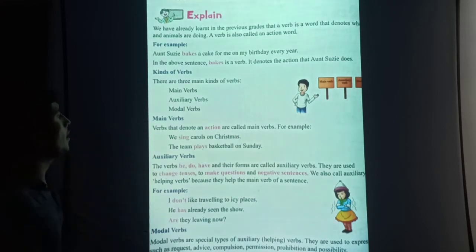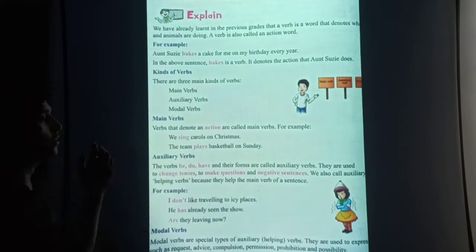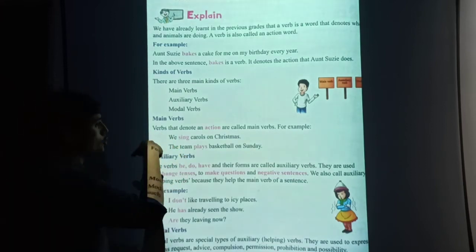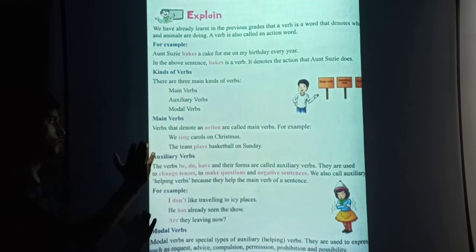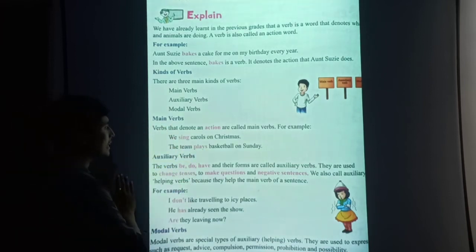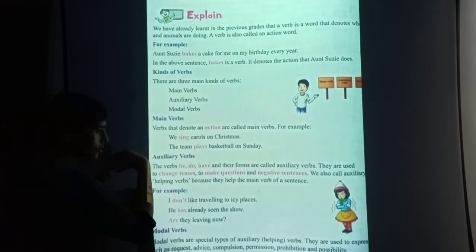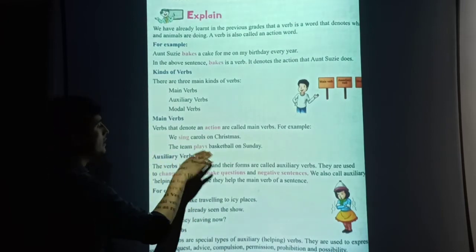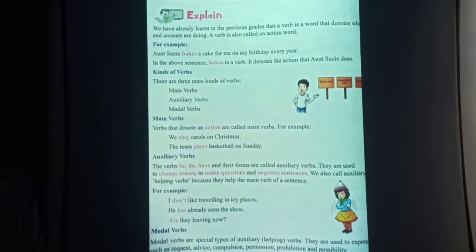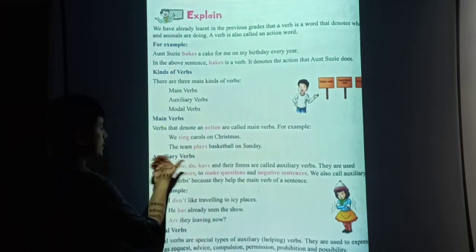Now main verbs are that denotes an action are called main verbs. As you can just infer from the name only, these are the verbs which tell you the action actually, right? So these are the main verbs which we will talk about the action directly. We sing carols on Christmas. We sing. Main verb. The team plays basketball on Sunday. Again, plays is a main verb.